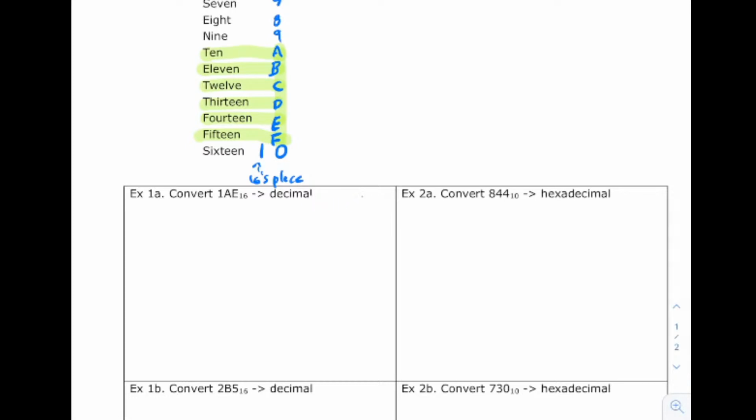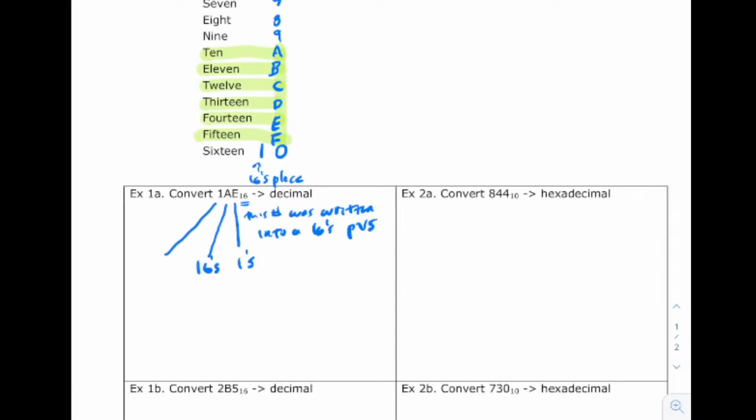So we want to read. We're reading, so this number was written into a 16's place value system, PVS, or place value system. So this E is in the 1's place. You always start with the 1's place. But then this A will be in the 16's place.